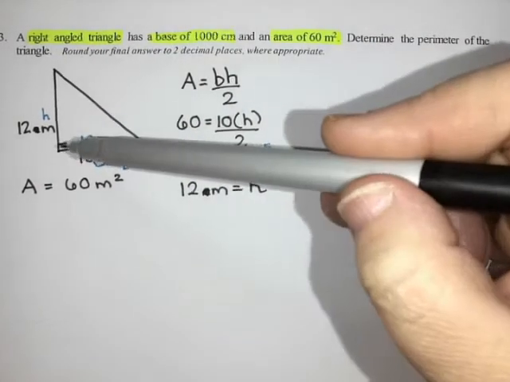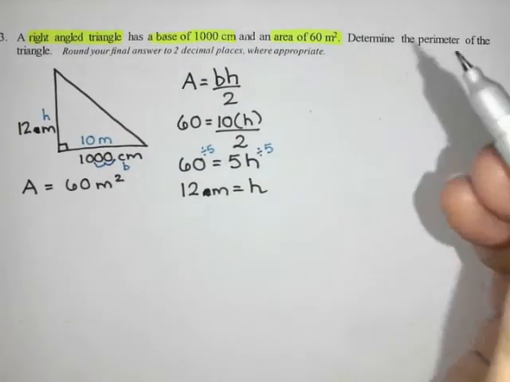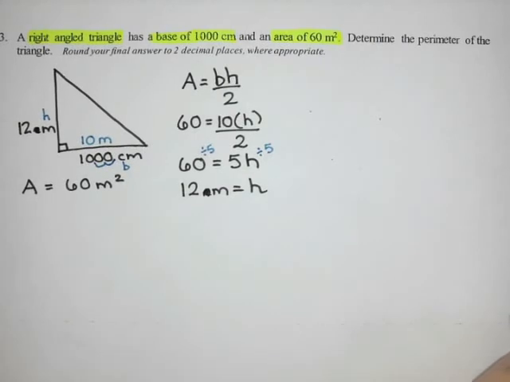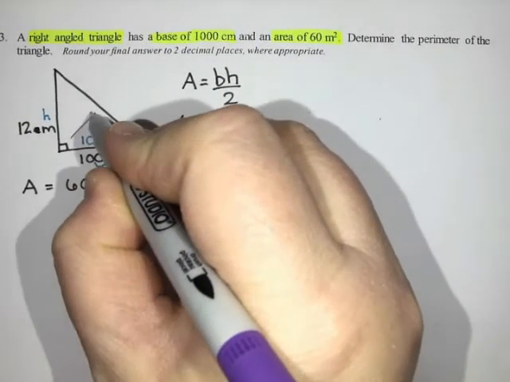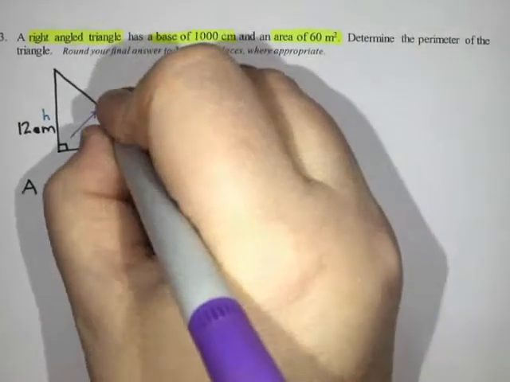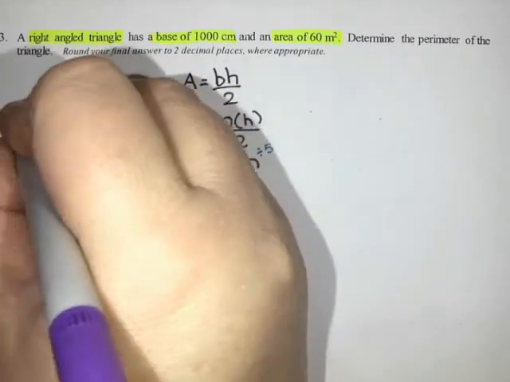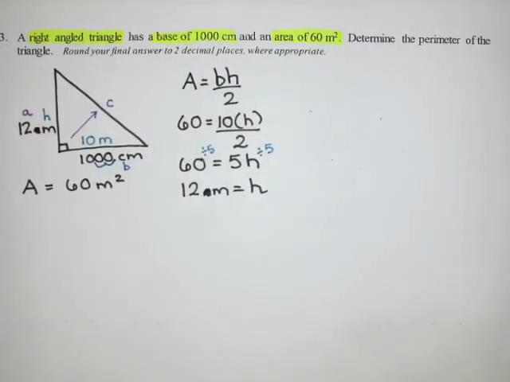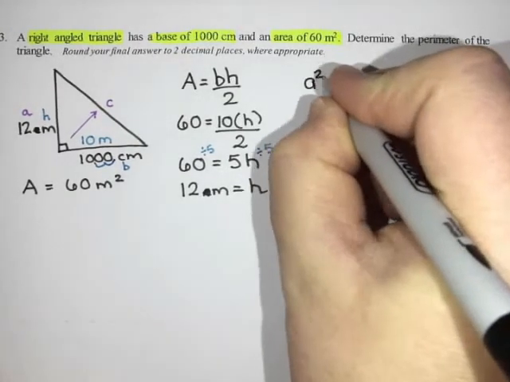Now, I do notice it's a right angle triangle. They told us that in the question, which means I should be able to use Pythagorean theorem to find my third side. So the hypotenuse is always the one across from the right angle. I'm going to call that C. This is already the base, so I'm going to leave that as B, and then I think I'm going to call this side A. So for the Pythagorean theorem, A squared plus B squared equals C squared.